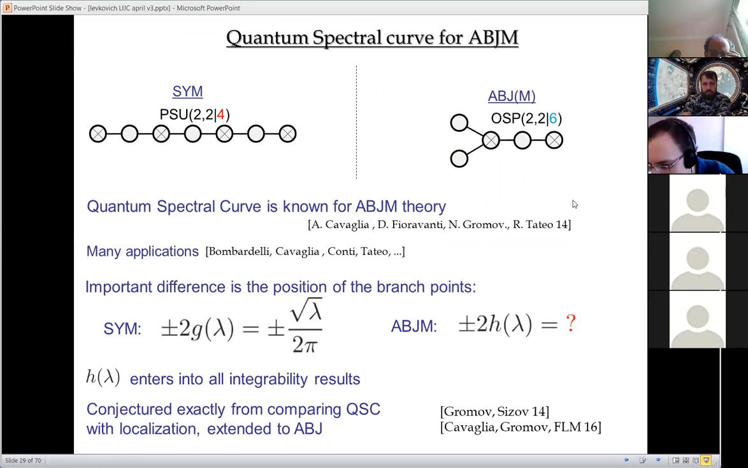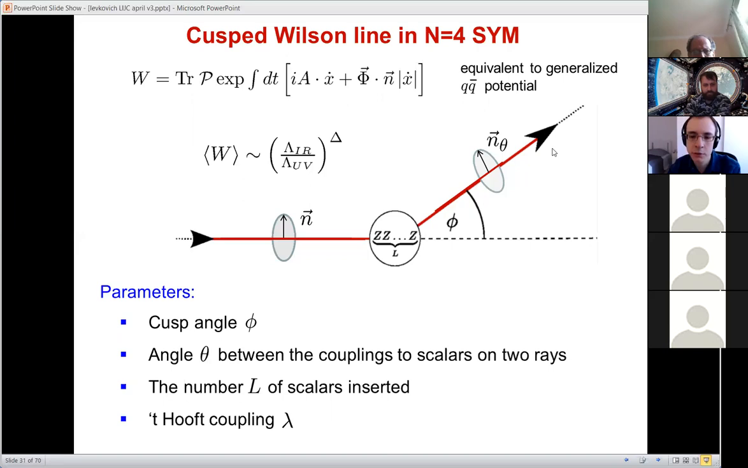Okay, so this non-local observable, the cusped Wilson line, which was studied a lot, of course, we are looking at the configuration of two lines that intersect at a point with a potential scalar insertion here. These are the Wilson-Maldacena lines that also couple to the scalars. So we have several parameters in the game here. We have a geometrical angle at which the lines intersect. Also, on each of the lines, there is a coupling to scalars parameterized by a unit vector, and the relative angle theta between these two couplings.